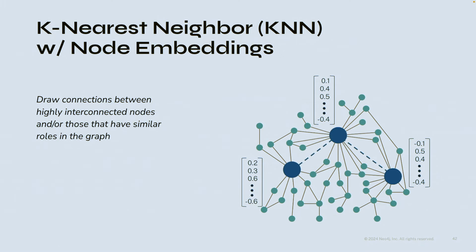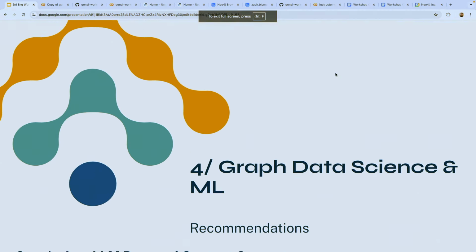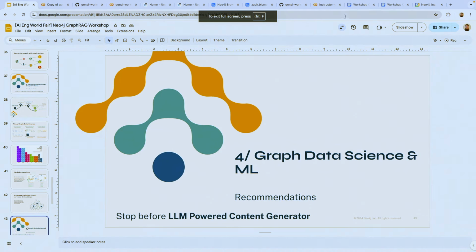For example, things like entity resolution, where maybe you have people and locations in the same graph and you're trying to resolve whether or not a person is in a specific location. You can use these sorts of models to start making those knowledge graph analytics and drawing those relationships. So let's dive into the notebook to see how that works.